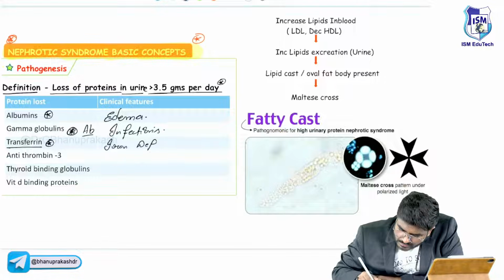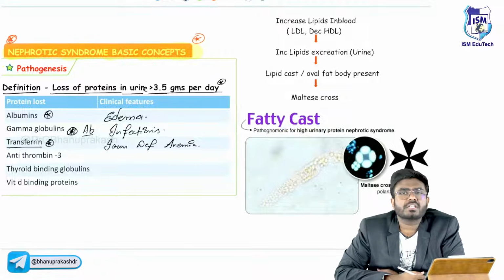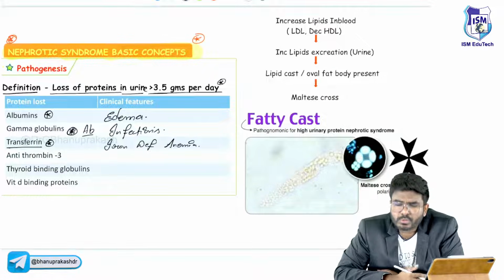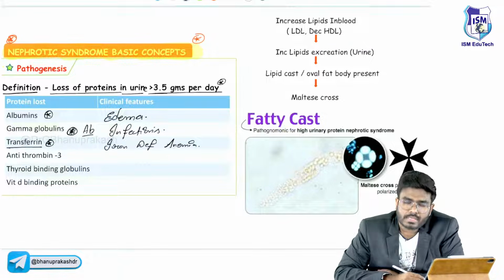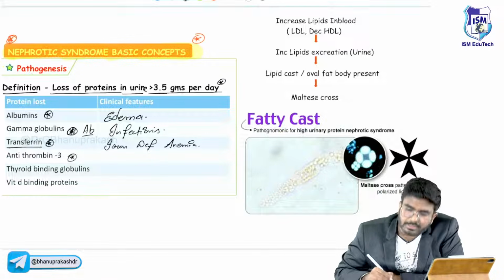Okay, that will cause iron deficiency anemia. So, a nephrotic syndrome patient is going to have edema. True. The patient is going to have recurrent infections. True. The patient is going to have iron deficiency anemia. True. Antithrombin 3 is also a protein, sir.